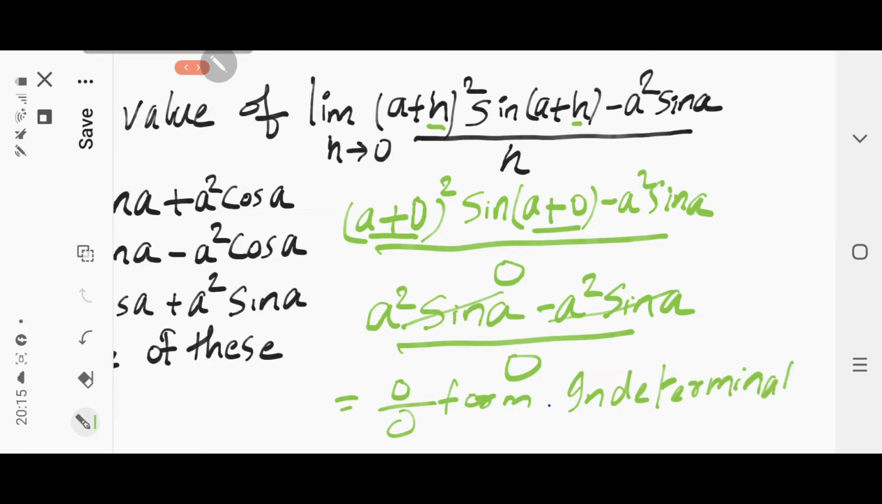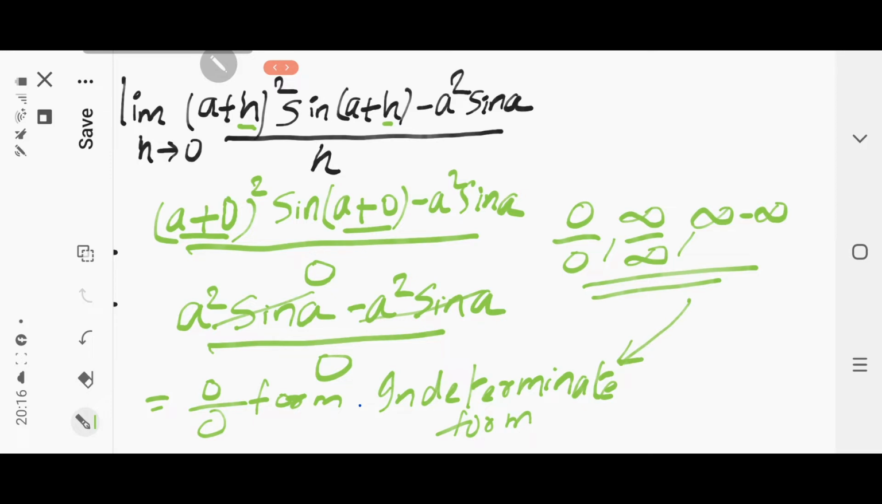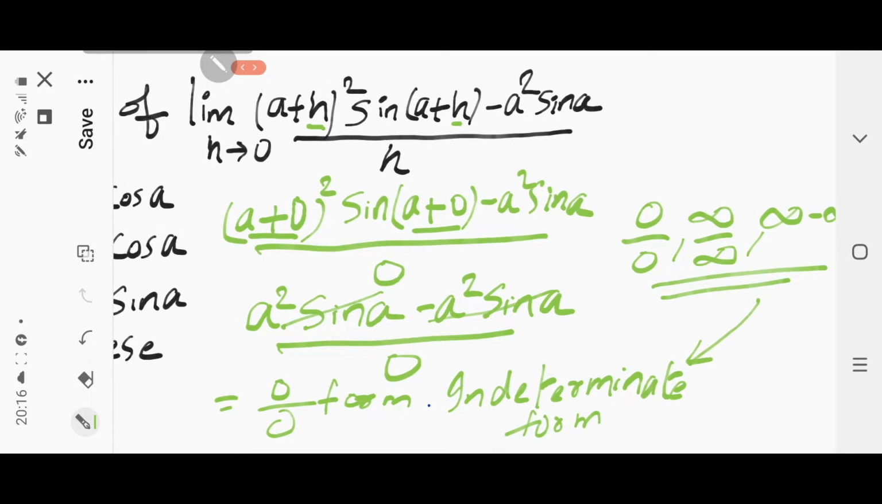Indeterminate forms. What are the indeterminate forms? You heard about that? 0 by 0, infinity by infinity, infinity minus infinity. These are all which forms? You can name it as indeterminate form. Still we don't know the answers for this form. This is very important to be noted in limits problems.